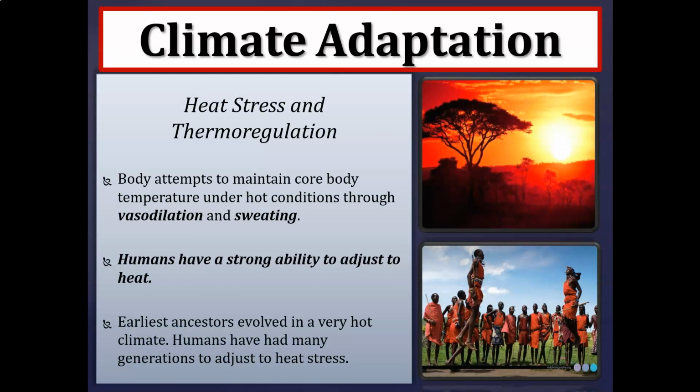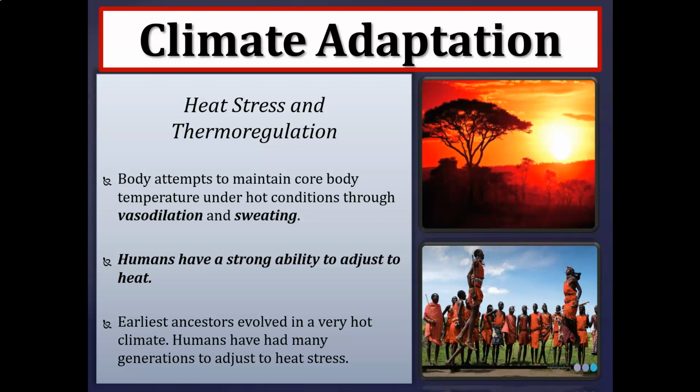All right, so let's talk a little bit about how humans adapt to extreme heat. Humans are actually the best at this, quite simply because we've had the most time, or the most number of generations, to adapt to heat stress. The body will attempt to maintain core body temperature and homeostasis under hot conditions through both vasodilation and sweating. We talked about both of those in the previous slide. Vasodilation is the blood vessels getting wider and expanding, and sweating, or evaporative cooling, is the process of sweat evaporating on naked skin, which helps to cool down your core.